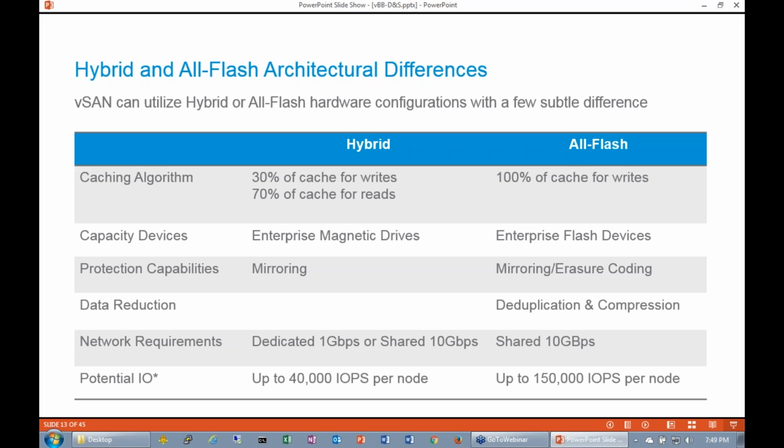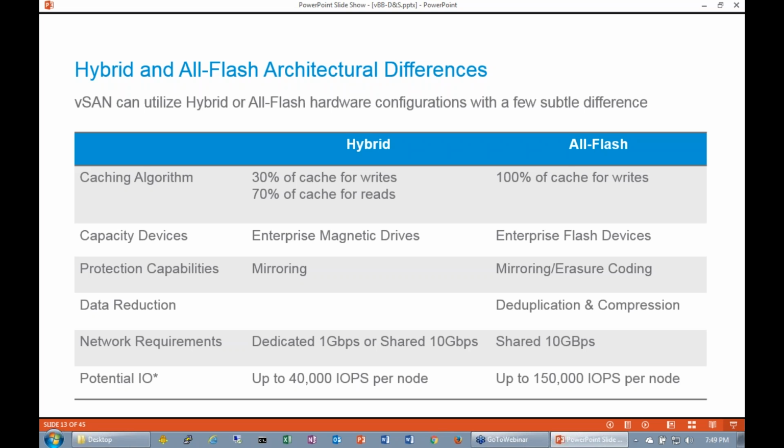I've seen cases where customers in the past have had standard licensing with all-flash hardware, and they had the challenge of presenting capacity disks that were flash up as though they were traditional spinning drives, and that's really not the way to do it. Important thing to keep in mind is that caching algorithm is completely different from hybrid to all-flash. And sizing is a little different as well, and I'll get into that in a moment. But when it comes to hybrid, 30% of that cache is for writes and 70% of it's for reads, whereas all-flash, 100% of it's for writes. So I'll get more in depth into this in just a moment.